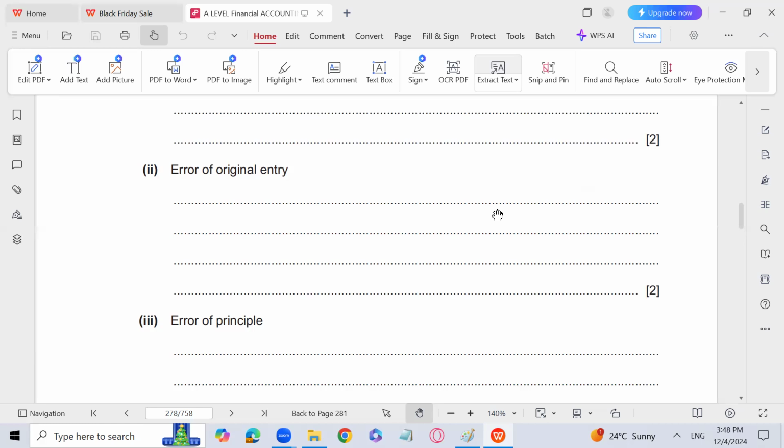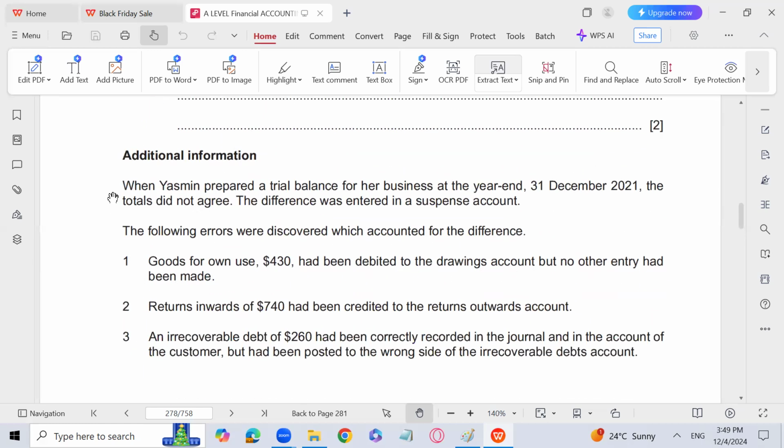Error of principle, when capital expenditure is treated as revenue expenditure, or revenue expenditure is treated as capital expenditure, or the correct amount is entered on the correct side in a different class of account. Class of account is different. Asset instead of expense, expense instead of asset.